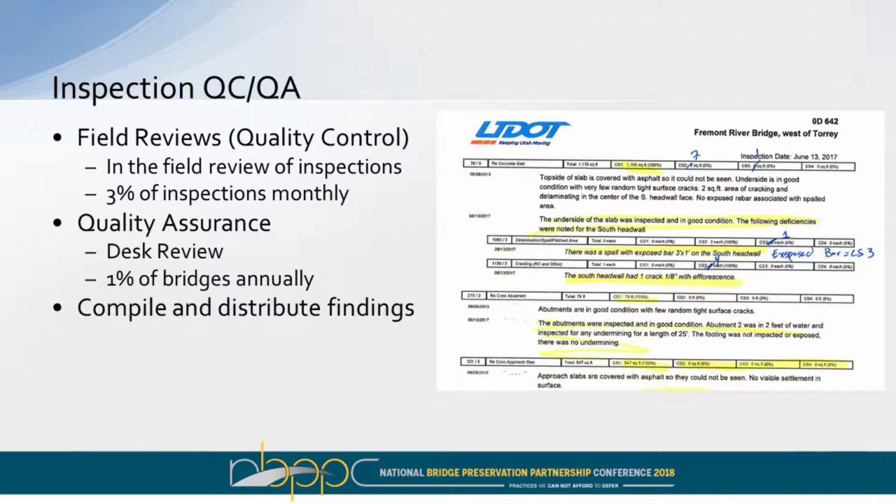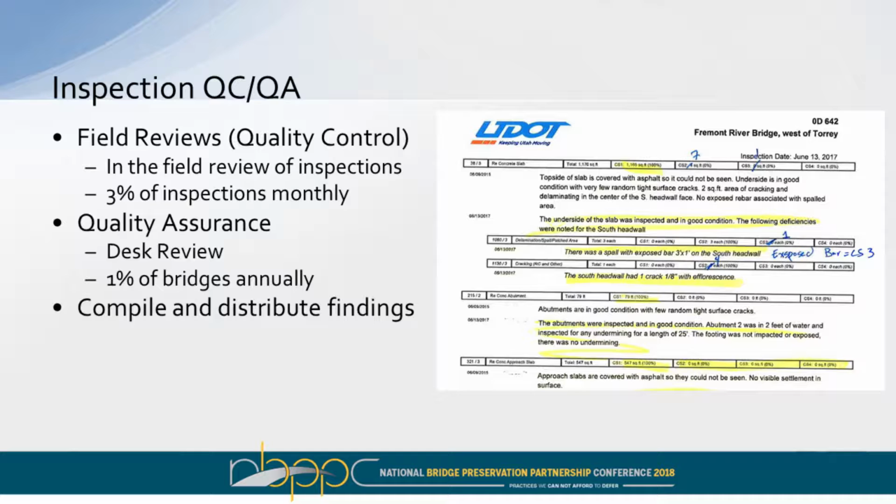We've implemented a QC/QA process within UDOT where we go out and field review 3% of our bridges. We send our staff out and they re-inspect 3% of the bridges with the inspector's report and mark any discrepancies that we're seeing and document that. Then we also do a 1% QA, which is a desk review of 1% of our bridge reports every year.